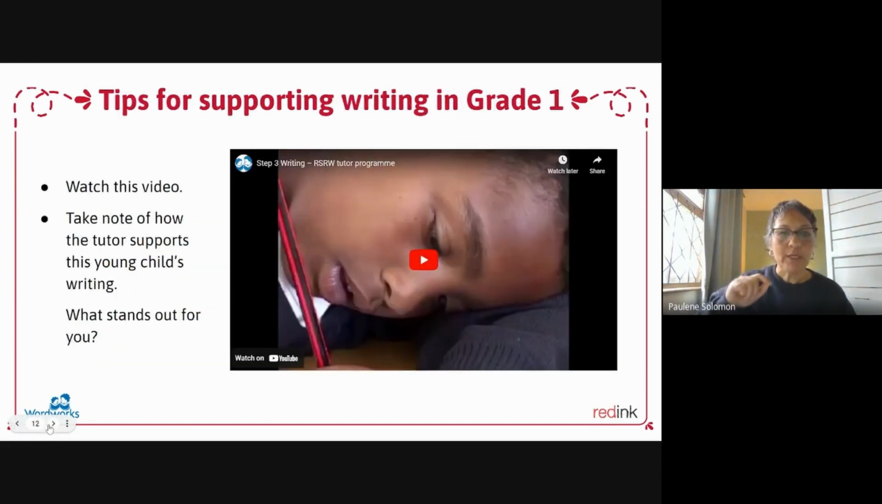Okay. What we're going to do now, it's the last activity for the day, is we're going to watch a tutor actually supporting a grade 1 child. And I want to be very specific because we wouldn't expect a grade R child to be doing this kind of writing. Well, there may be some grade R children near the end of the year, but this is a tutor working with a grade 1 child. She's not using the time materials, so you're not going to see the time materials. You're going to see other materials.